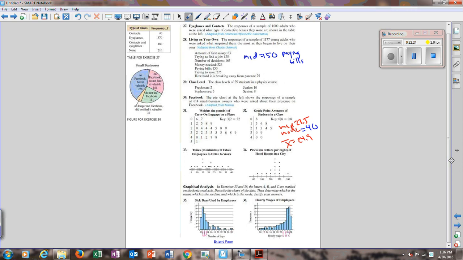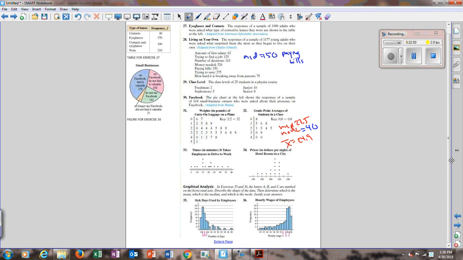All right. Graphical analysis. In exercises 35 and 36, the letters A, B, and C are marked on the horizontal axis. Describe the shape of the data, then determine which is the mean, which is the median, and which is the mode. Justify your answer. So, as we look at this data, this is a skewed left graph.